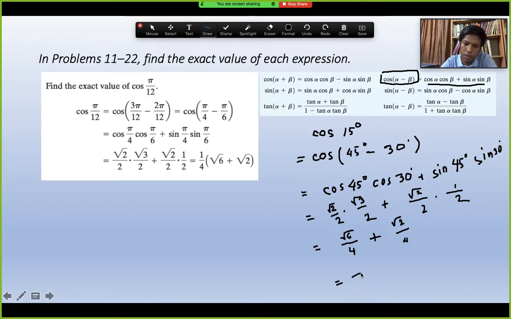Let's write it this way. 1 by 4 we can take common, then the answer becomes root 6 plus root 2. But the other answer is also correct. Okay.